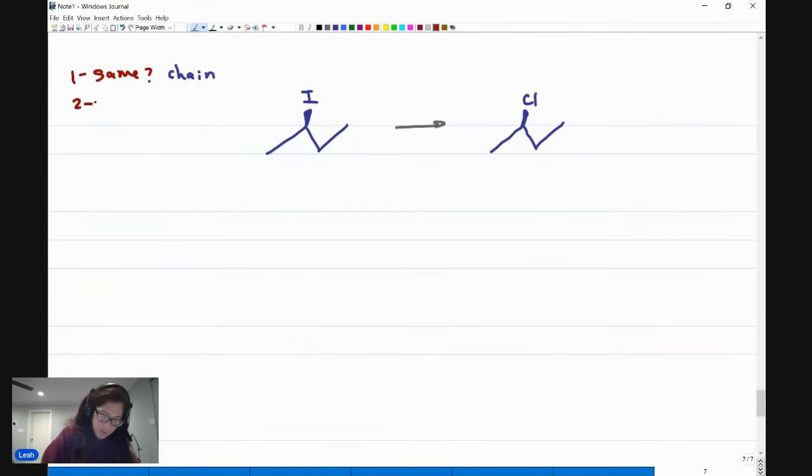Question number two, what is different? In this case, it's an iodine that went to a chlorine, which would just be, well, yeah, kick one out to get the other, except I gave you stereochemistry for the reactant, stereochemistry for the product, and I intentionally did not say racemic. The product has to be exactly like this.